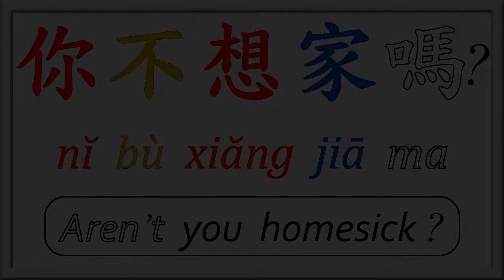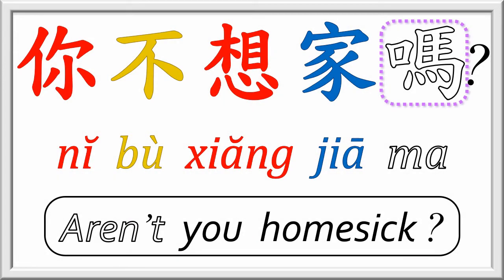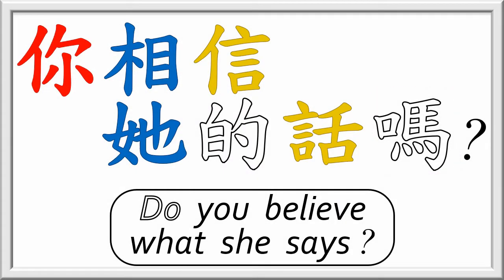Here are two easy sentences, one negative and one affirmative, so you can see how easy it is to apply. 你不想家吗? Aren't you homesick? Literally, don't you think about home? 你相信她的话吗? Do you believe her? Do you believe what she says?